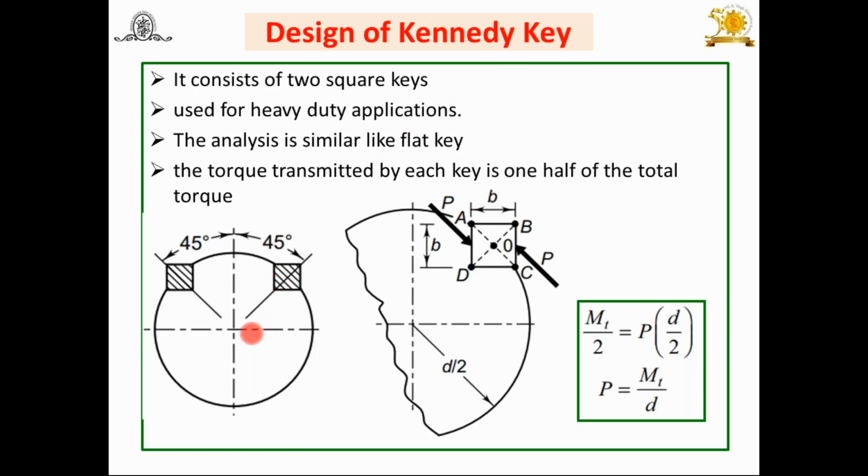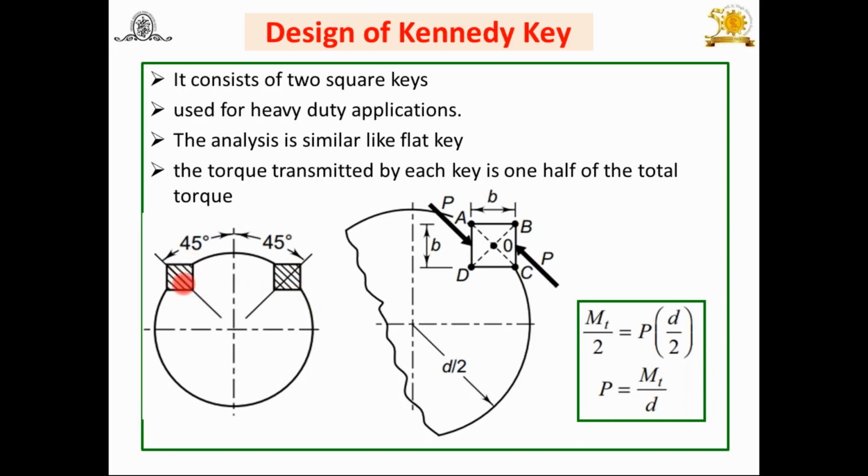When you are going to say it's a Kennedy key, the two square keys are located at 90 degree. Look at this. From this angle 45, from the vertical line, from this 45, but the angle included between these two keys is 90 degree. So when you are going to say it's a Kennedy key, two square keys are located at 90 degree.